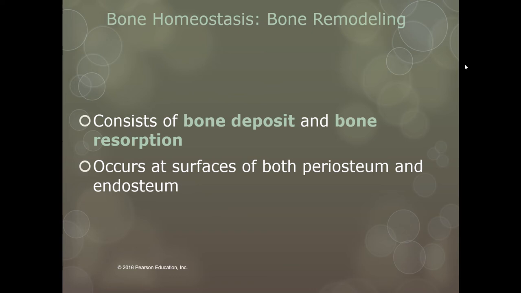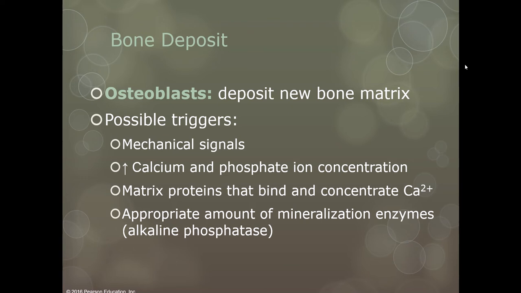So remodeling is a two-part process. It has deposition of bony tissue, but also something that we call resorption of bony tissue. So the deposition is the laying down of new bony tissue. The resorption is the getting rid of the older, more brittle bony tissue. So this occurs at both surfaces of our bones, both the periosteal surface and the endosteal surface. So we're using the osteoblasts and the osteoclasts.